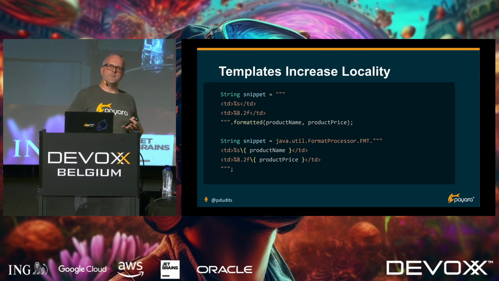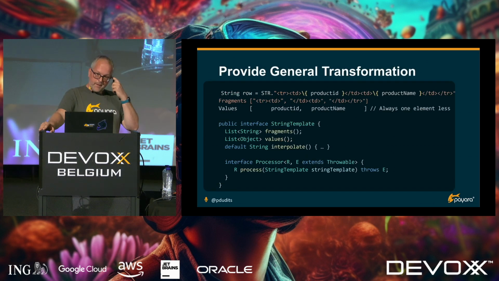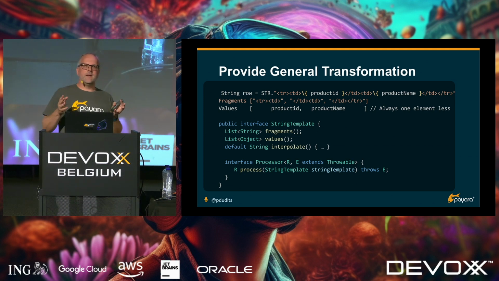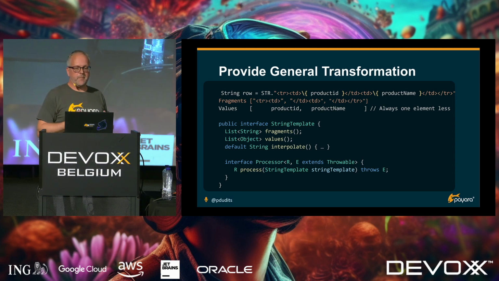If that were a 20-line snippet with 15 variables, you would go hunting a lot, figuring out how this thing comes together, what the constituent parts are. So in the end, you get code that is easier to read. And like we've seen with that formatter, the string templates now provide a generic transformation facility. Anytime you've got a fixed string, an expression, a fixed string, an expression, you can define any algorithm to work on that.